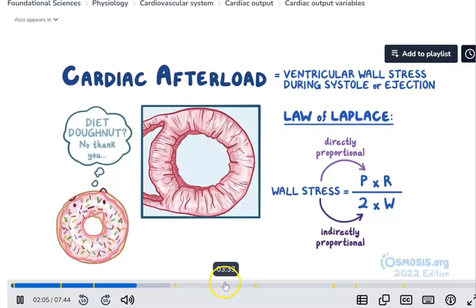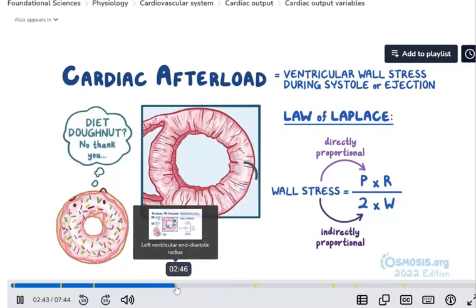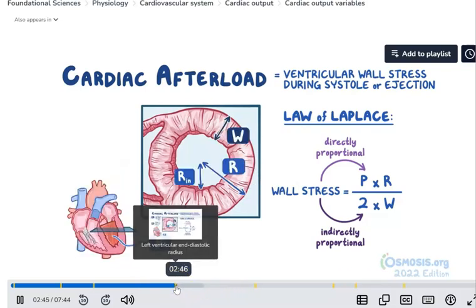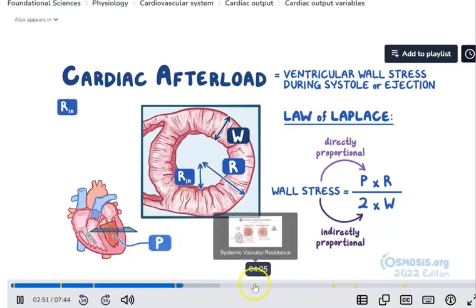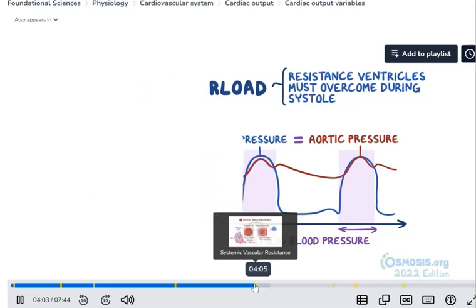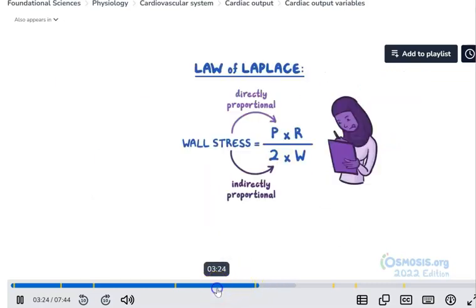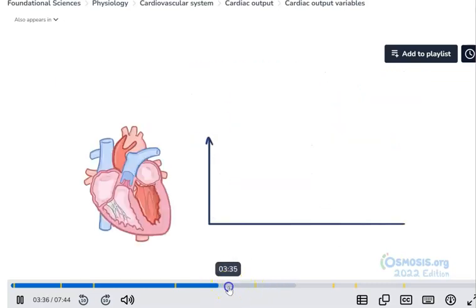with a little dough, a diet donut, if you will. And if you thought we were done with math, hold your horses. There's one more formula we need to calculate, the inner radius. So left ventricular afterload is affected by 2 variables, radius and wall thickness, during ejection.